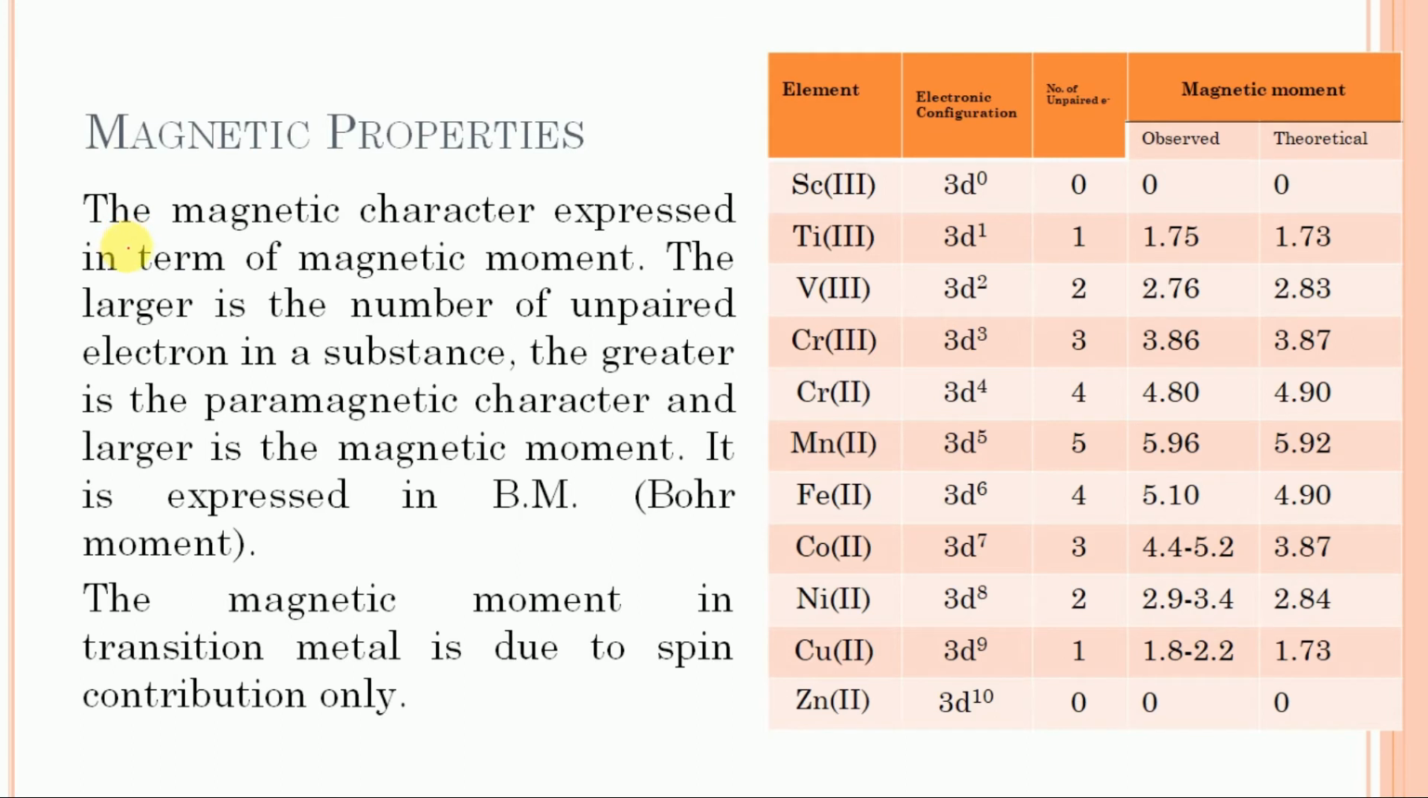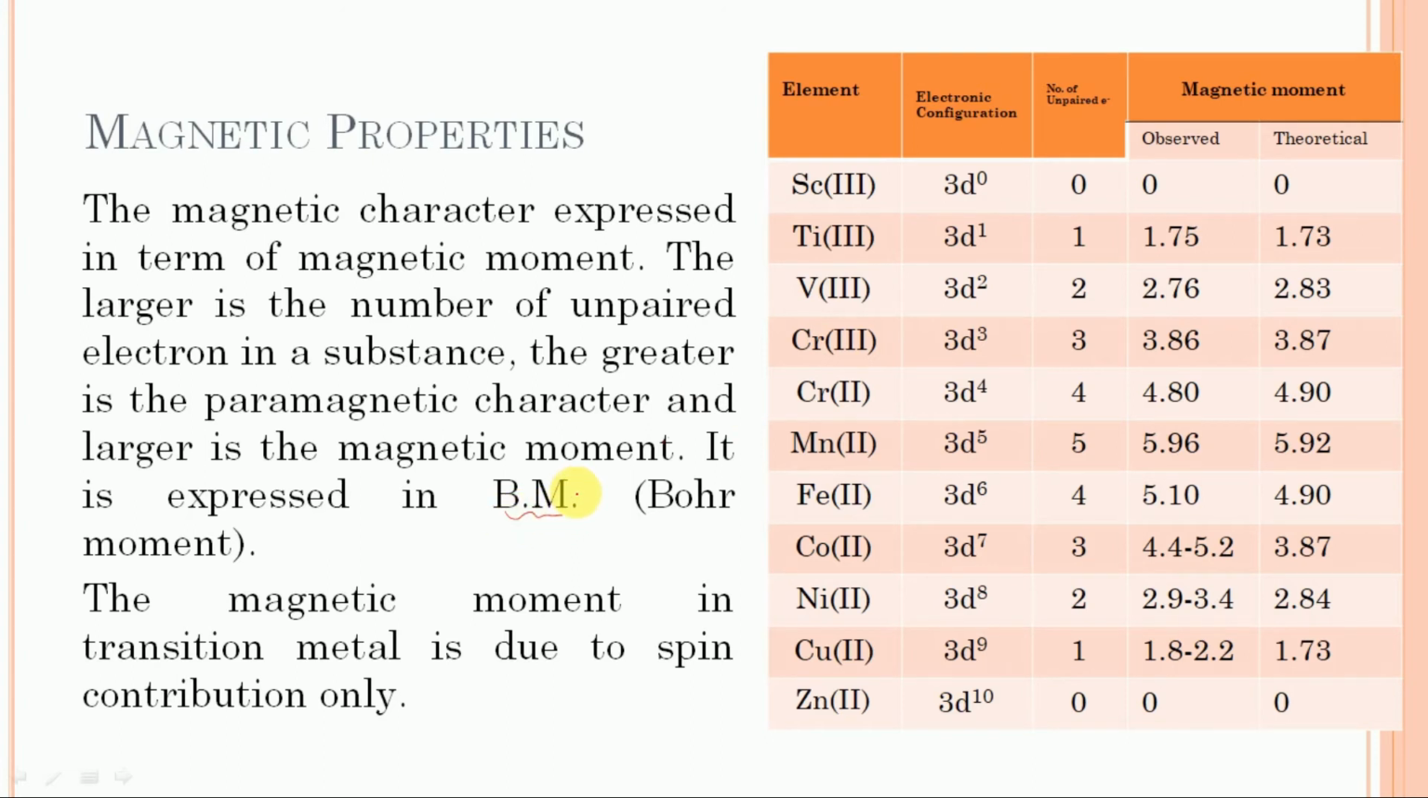And it has been observed that the magnetic character depends upon the number of the free electrons. The larger the number of unpaired electrons in a substance, the greater is the paramagnetic character and the larger is the magnetic moment. The magnetic moment is expressed in Bohr magneton and it is abbreviated as BM.